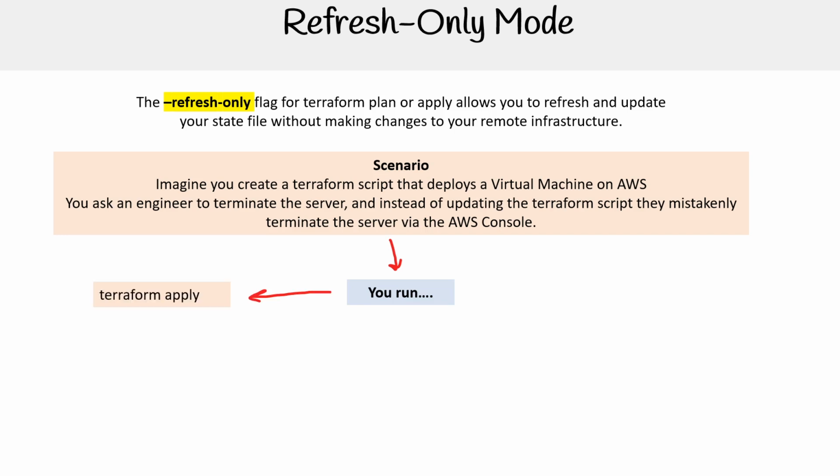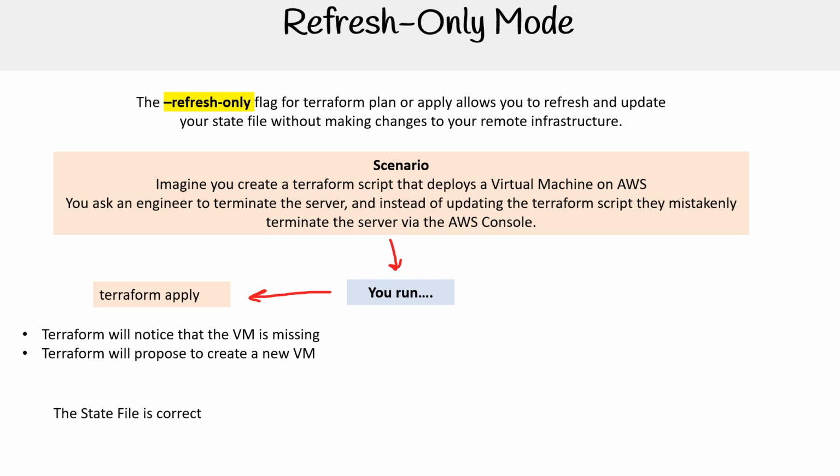So without the flag first, Terraform will notice that the VM is missing. Terraform will propose to create a new VM. So the state file is going to be what's considered as correct, and changes to the infrastructure will be made to match the state file, okay?